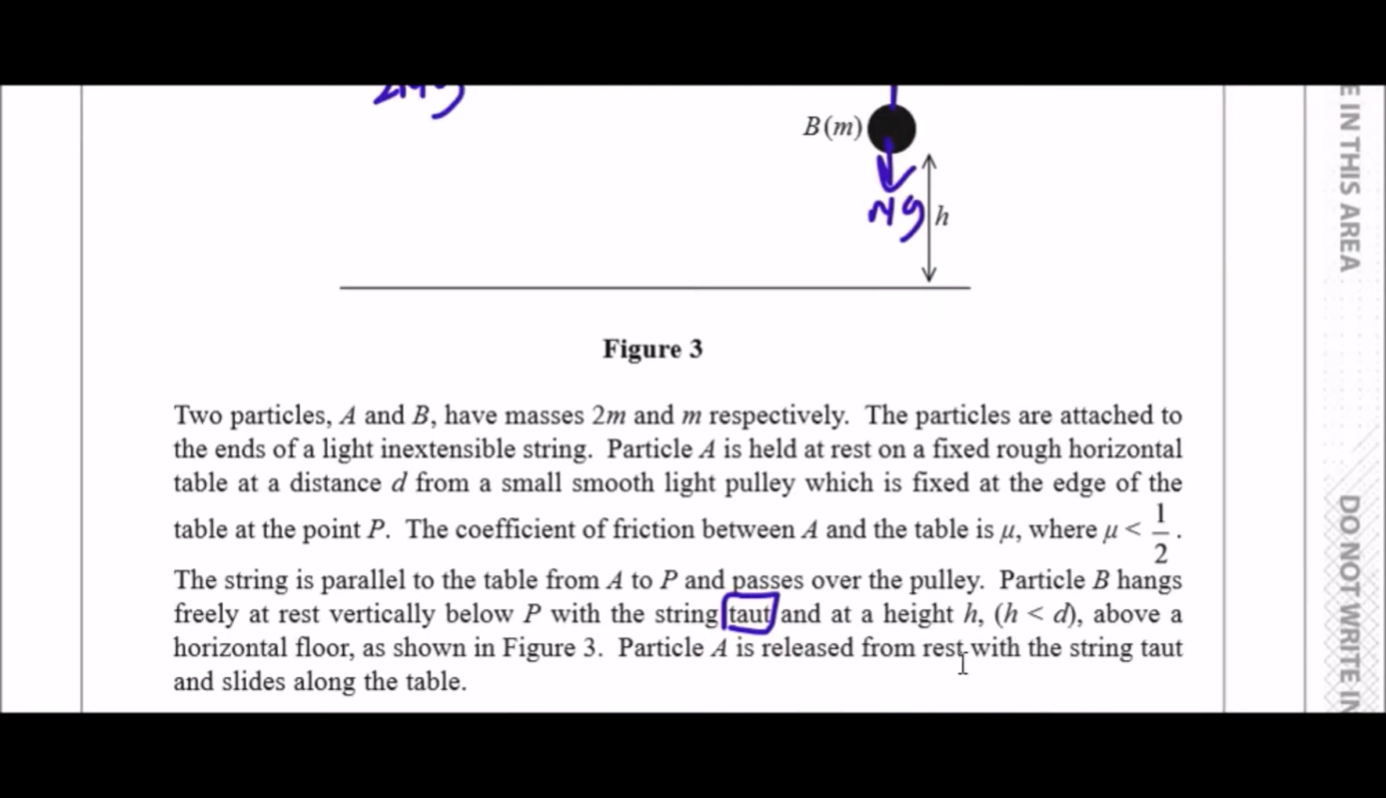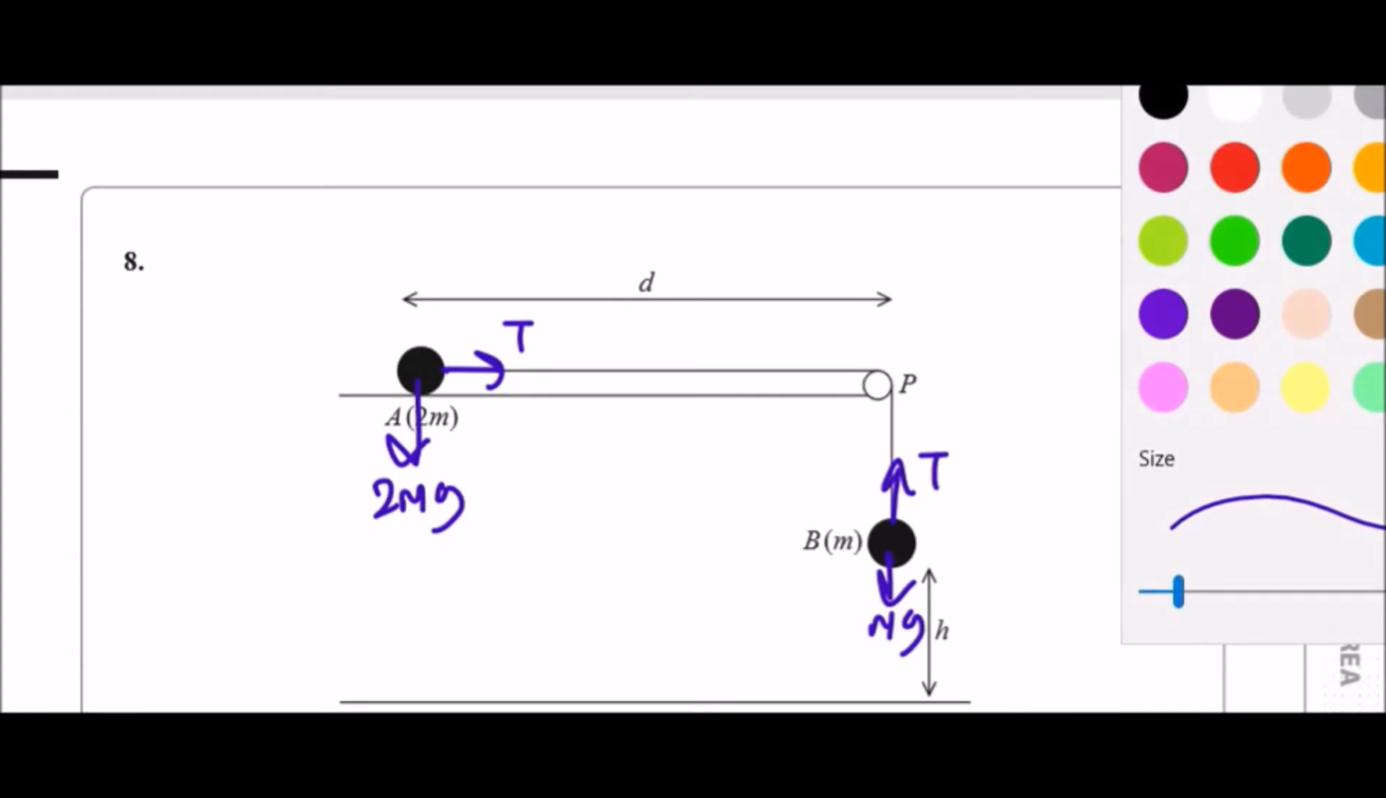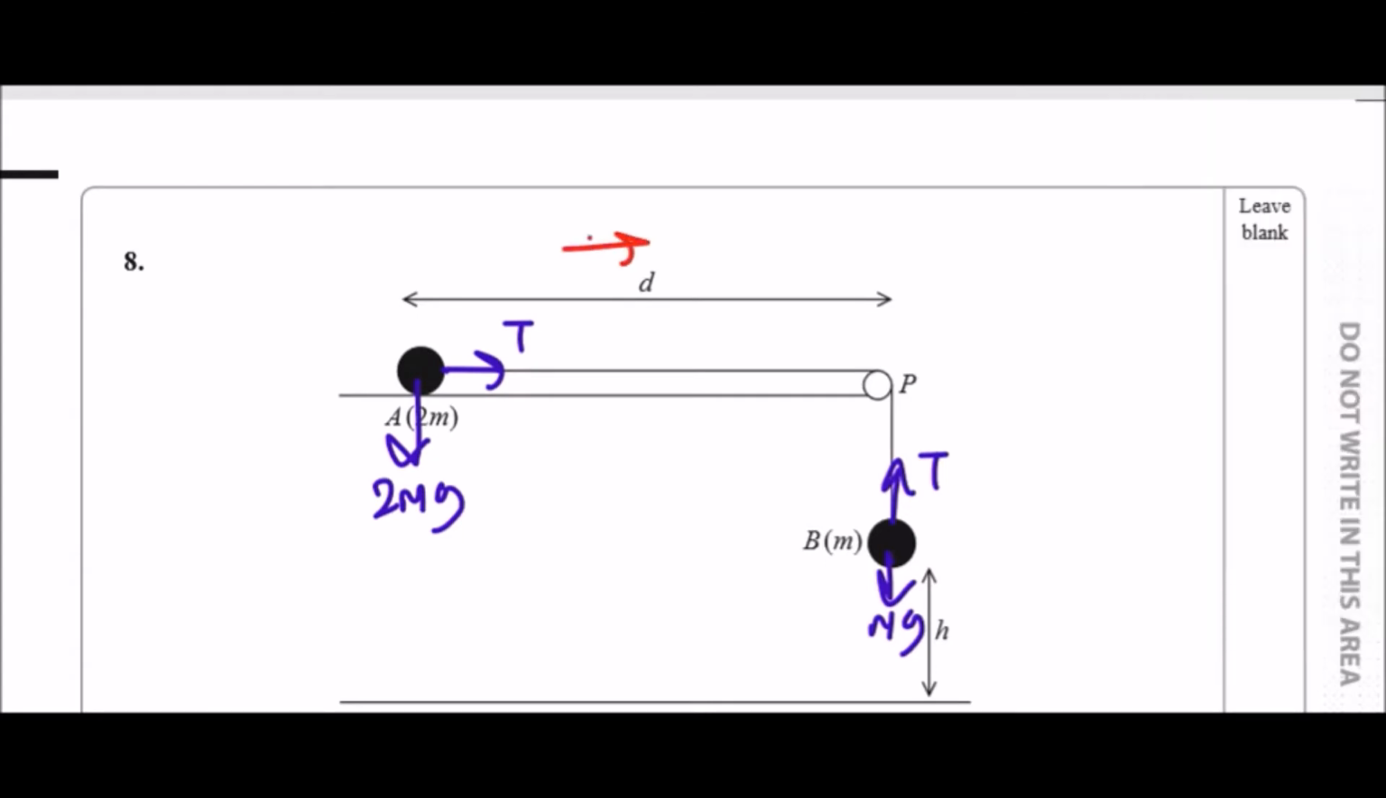Particle A is released from rest with the string taut and slides along the table. So this means that the direction of motion, let's call it A, and I'm going to change the color, is going this way. So here's A, meaning B is going to fall down towards the bottom. So, not bad, this seems okay so far. Since the weight is heavier here than here, if we let go of A, then B will just drop, meaning A will drag along as B goes.